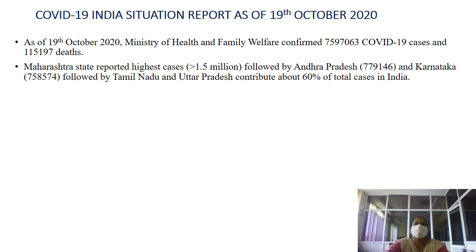What is the situation report of 19th October 2020? On 19th October 2020 the Ministry of Health and Family Welfare confirmed 75 lakhs 97,000 COVID-19 cases, and the deaths were around 1,15,000. Maharashtra reported the highest cases, followed by Andhra Pradesh, Karnataka, Tamil Nadu and Uttar Pradesh, and a total of 60% of cases have been reported from these states.